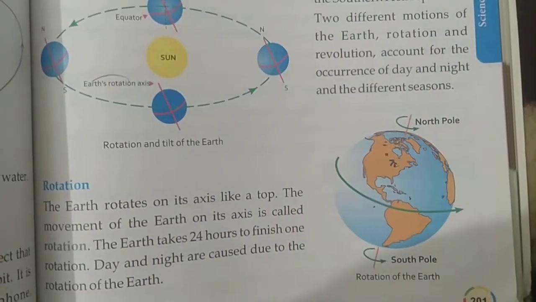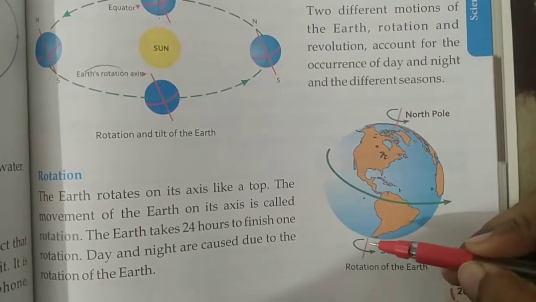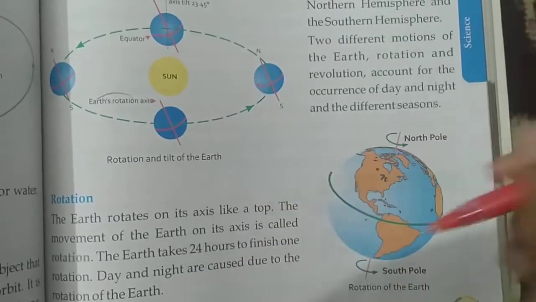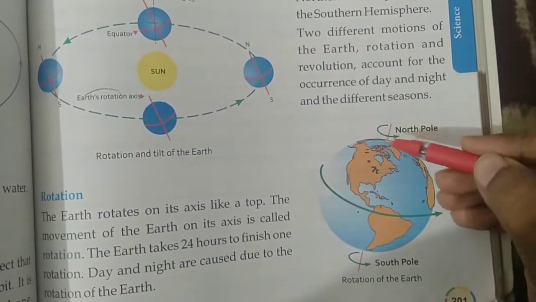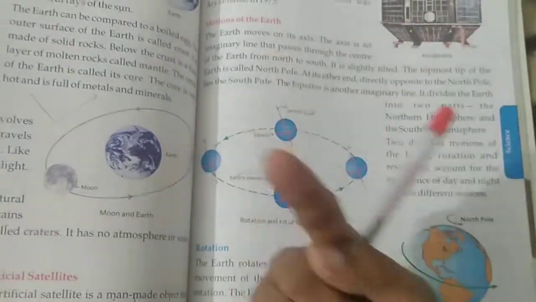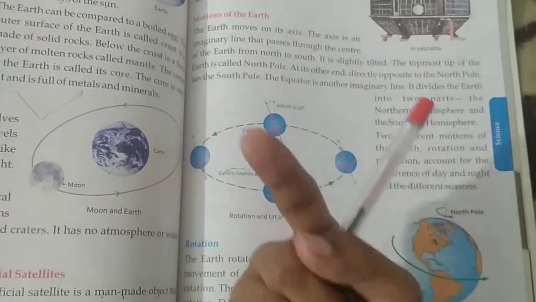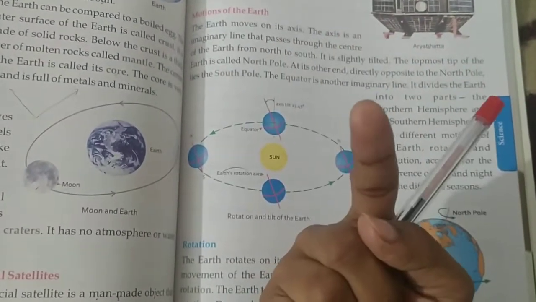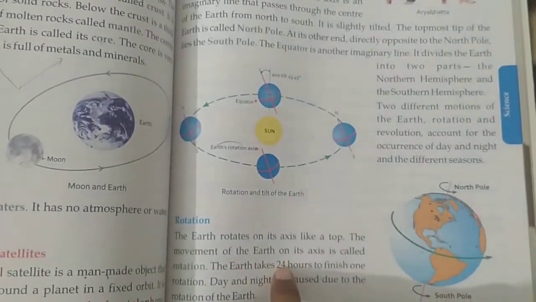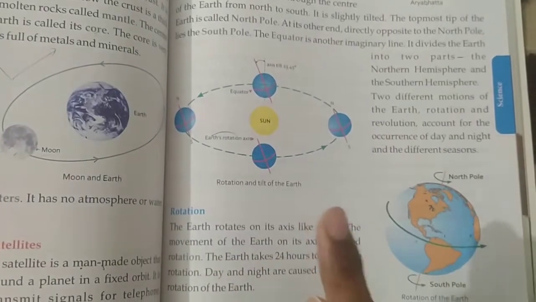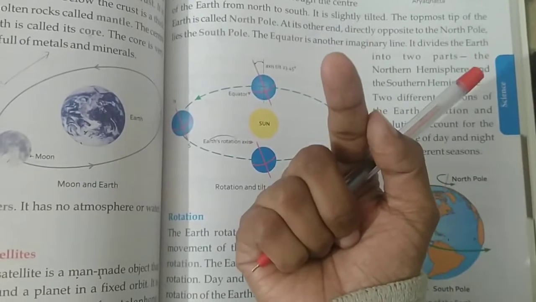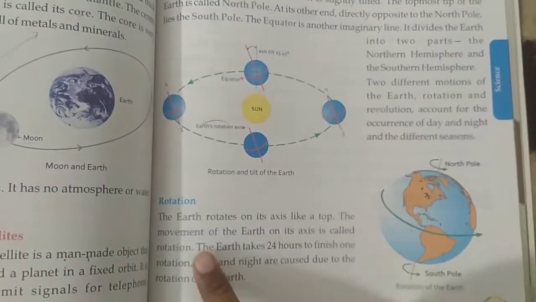So I have already told you that this is the axis, which is slightly tilted, which is not straight, it is a little like this. So it is tilted. Now it is moving around this, like this. It is revolving around this imaginary line, and because of this, in one day, how many hours are there? 24 hours. So it takes 24 hours for the earth to complete one rotation, and because of this, day and night occur. Understood?